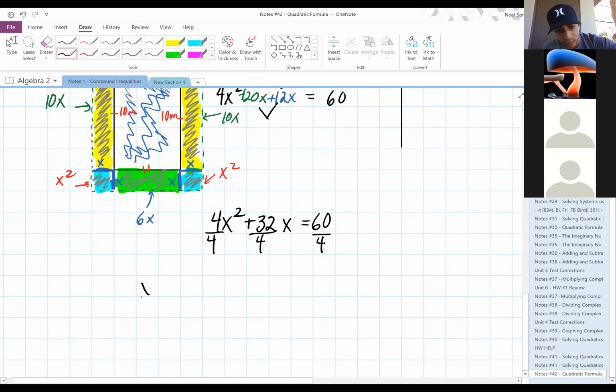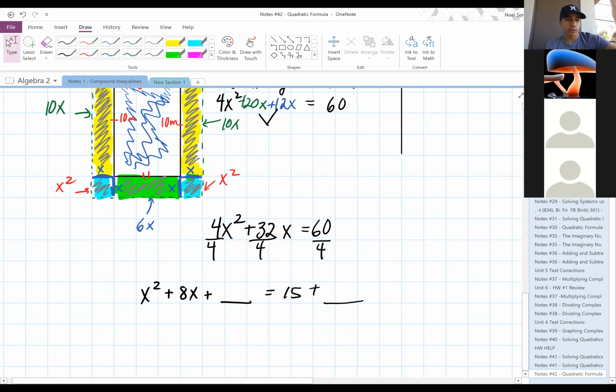That's going to give us x squared plus 8x plus, I'm going to leave a space here because I know that with complete the square, I need to add something into the left side and the right side. So I'm leaving a space, and then 60 over 4 is 15, and then plus a space. Okay, are you guys with me so far? And can you see why I've chosen to do complete the square instead of quadratic formula? Okay, I see thumbs up. Okay, sounds good.